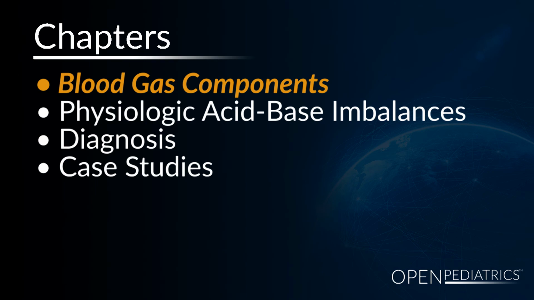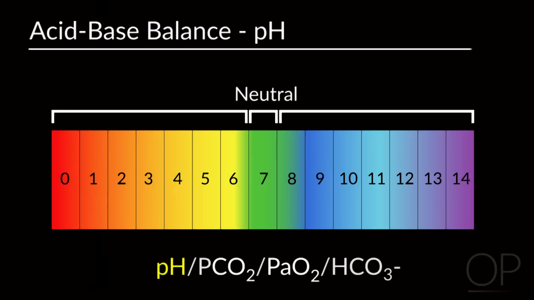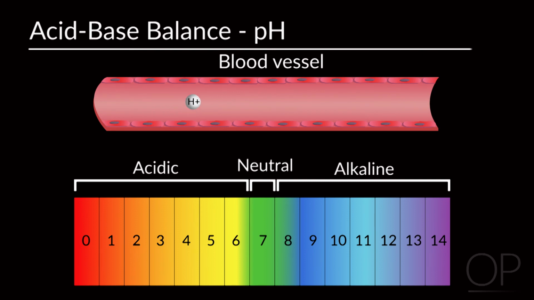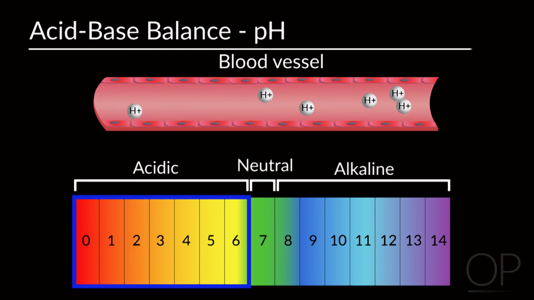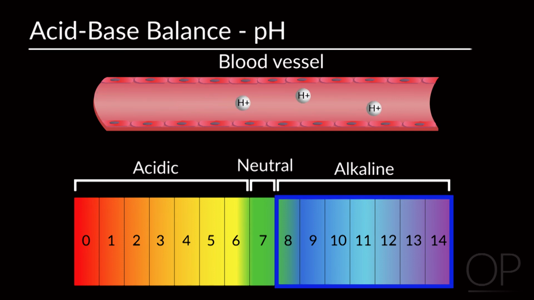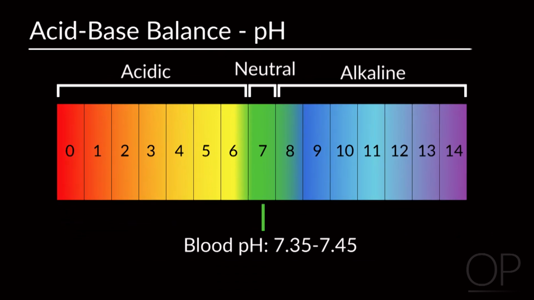Blood gas components. The pH is a measurement of the acidity or alkalinity of the blood. It is inversely proportional to the amount of hydrogen ions in the blood. The more hydrogen ions are present, the lower the pH will be. Likewise, the fewer hydrogen ions present in the blood, the higher the pH will be. The normal pH of blood is 7.35 to 7.45.